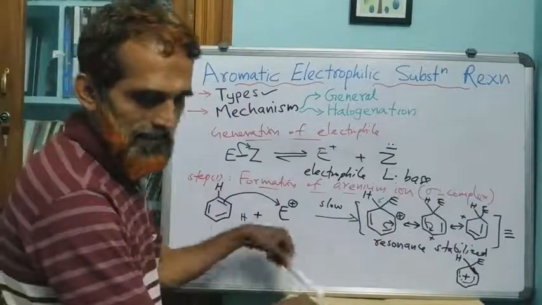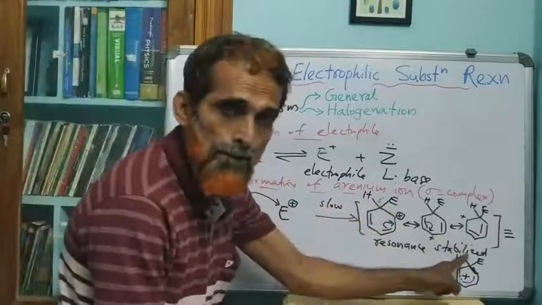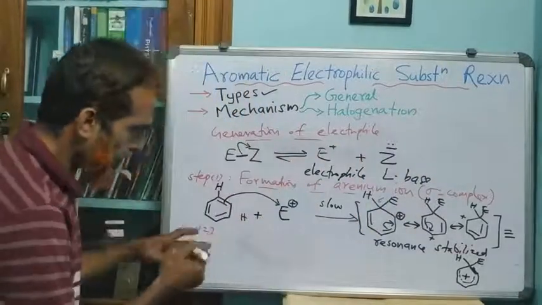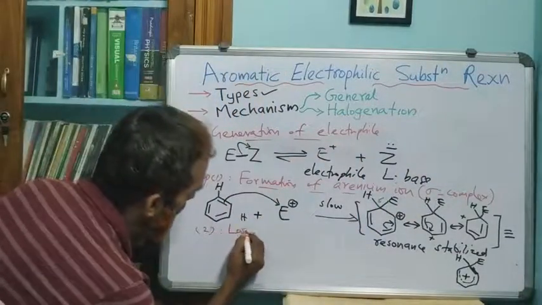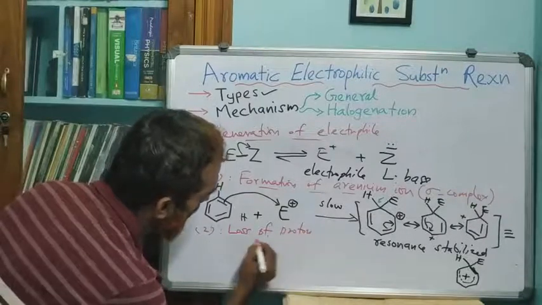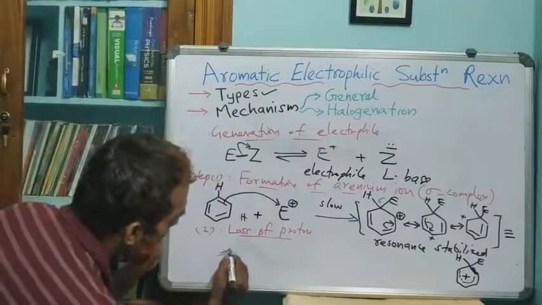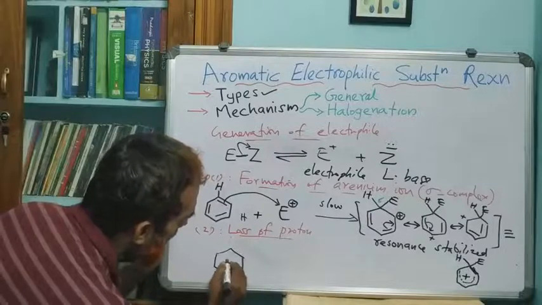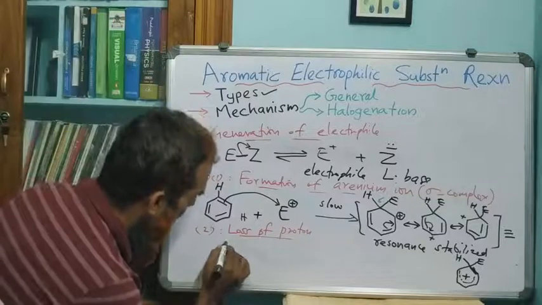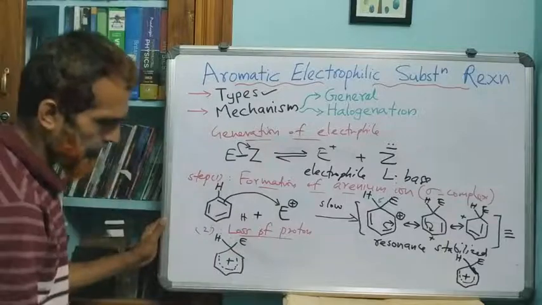Now we go to the second step, step 2. So the electrophile has come in. Now what should happen? Hydrogen should go out. So that is loss of proton. So the second step is loss of proton or loss of H plus, loss of H as H plus. That can be shown like this. See, this is the resonance stabilized arenium ion, sigma complex, which has this E and H over here.